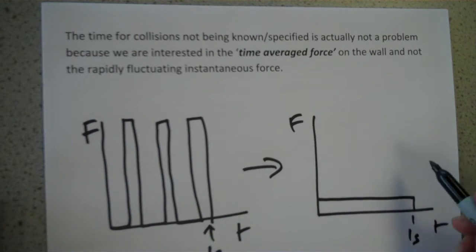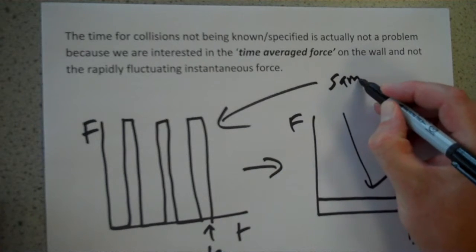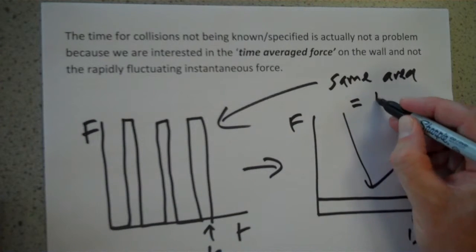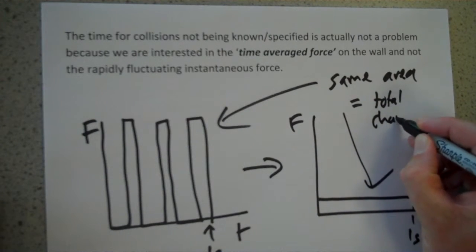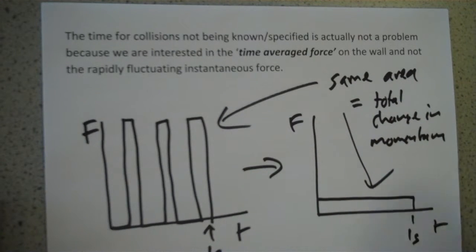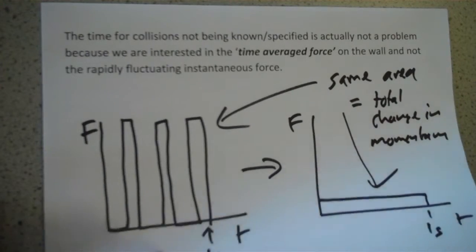And the key is this, isn't it? If we worked out these two areas, they would have the same area, because the area is equal to the total change in momentum. So what we're saying is the actual change in momentum is these rapid big forces for small time, but the change in momentum is the same as a smaller force for a long time. Okay, so we're interested in this idea of time averaged force.